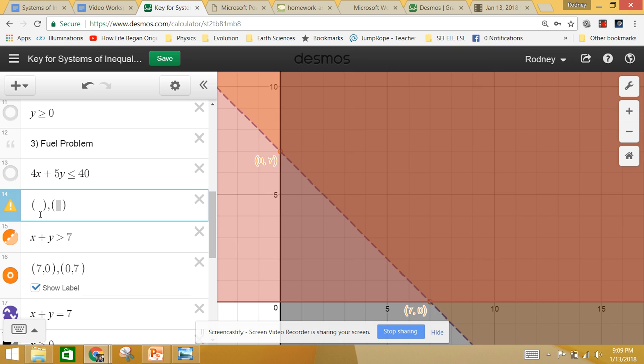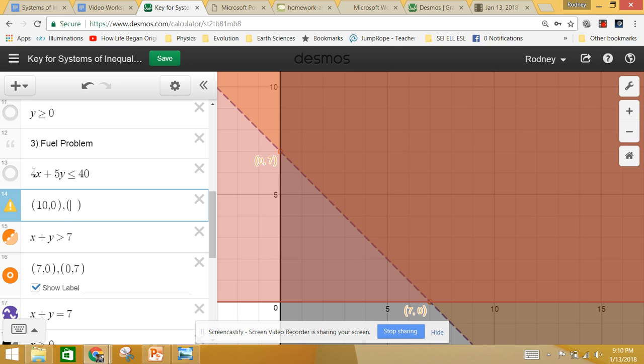So my first step is to find my x and y intercepts. And my x-intercept is when y is 0. So I'm going to divide both sides by 4 to figure out what x is, because when I make y 0, the 5y goes away. So 4x equals 40. Divide both sides by 4. X will equal 10. So I have an x-intercept at 10 comma 0.